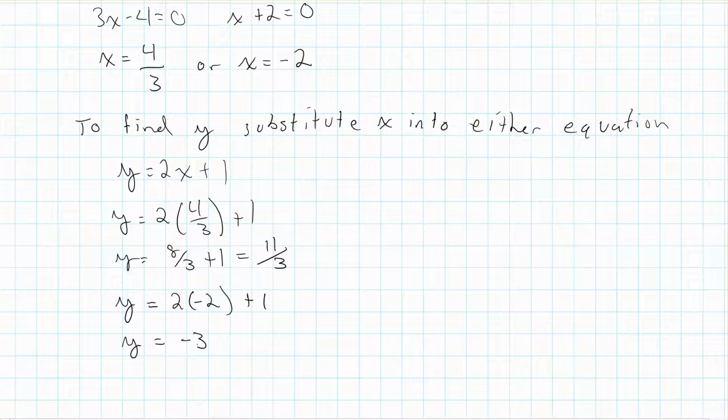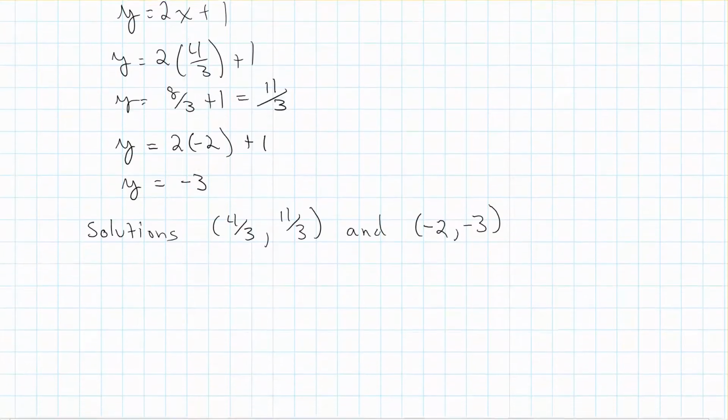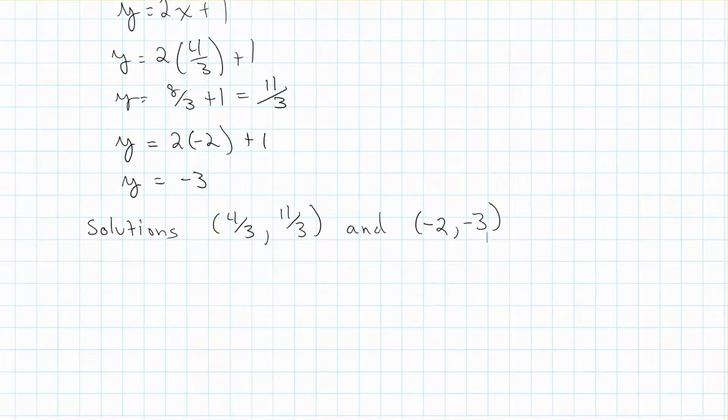So my solutions are 4/3, comma 11/3, and negative 2, comma negative 3. So solutions to these are going to be points, as again, if you just think about the graph we drew here, we would have points that we are looking at.